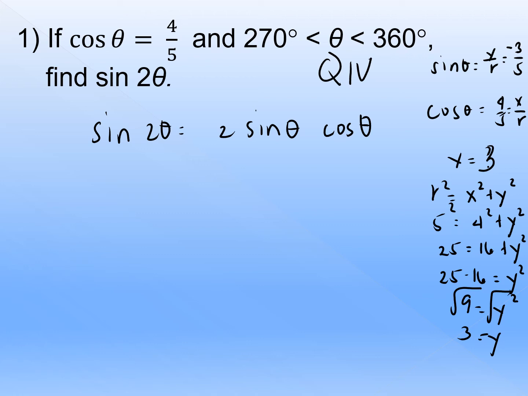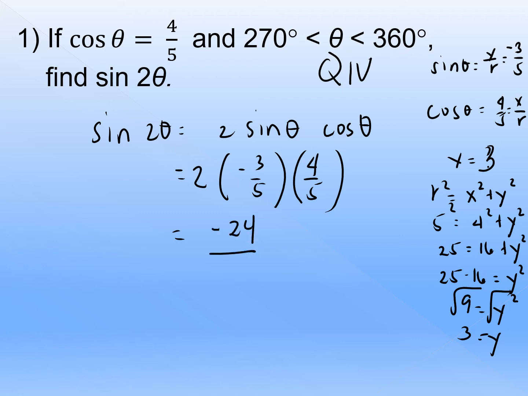Since we already have the values for sine theta and cos theta, we can now substitute those values. By substitution property, sine theta is negative 3 over 5 and cos theta is equal to 4 over 5. After that, we're going to simplify. 2 times negative 3 is negative 6, times 4 is negative 24. 5 times 5 is 25. Therefore, sine 2 theta in our given problem is equal to negative 24 over 25.